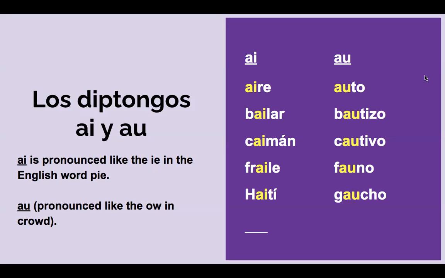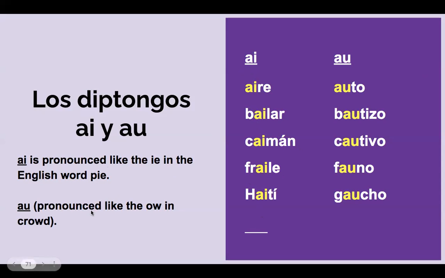So pronounce after me these diphthongs with words. AI sounds like the IE in the word pie. Repitan: aire, bailar, caimán, fraile, Haití.